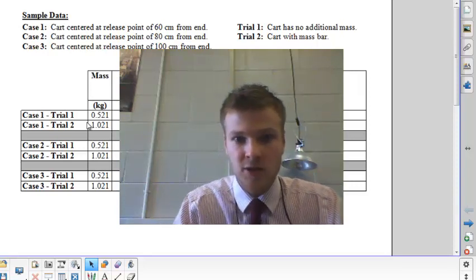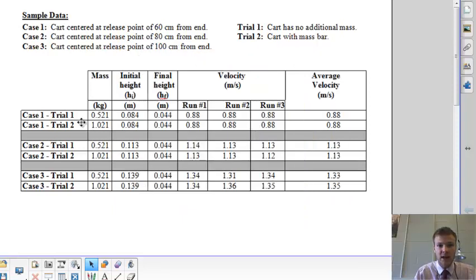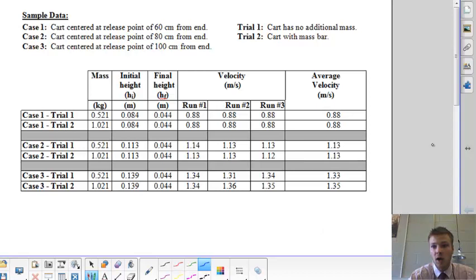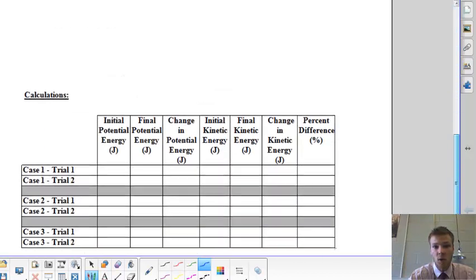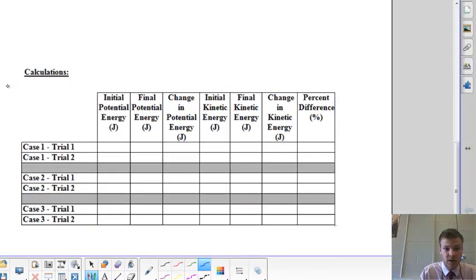As you can see here, I have sample data from the lab. I'm going to walk through how to do calculations for all of the columns in your calculations table. I'm just going to do case 1, trial 1. I'm not going to do all of these, but I'm going to do one for each column, and you can use this as your guide when you're finishing your calculations in case you get stuck.